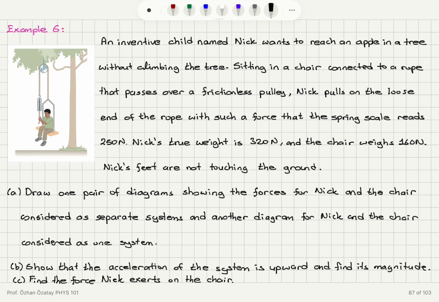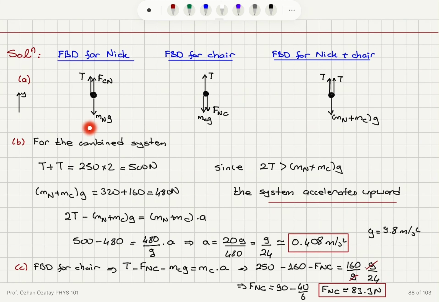And we also have to be careful with who is touching who. So there is nobody touching the ground. The chair and Nick are touching, so there's a contact force between them. Nick is pulling on the loose end, so Nick feels a tension. The chair is attached to the string as well, so the chair feels a tension. Nick plus chair feels 2T pointing up, the total weight pointing down. So all of these forces were recognized in the free body diagrams.